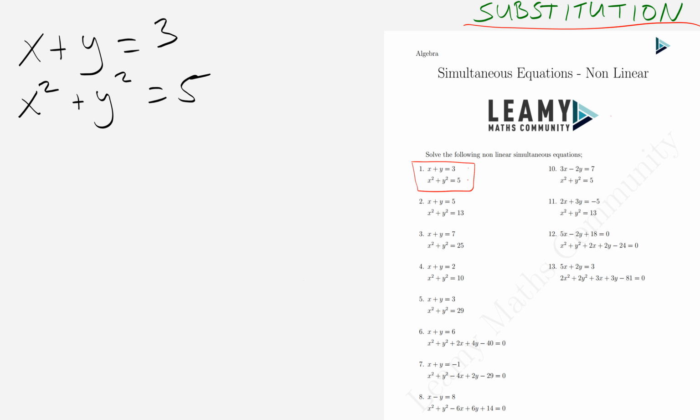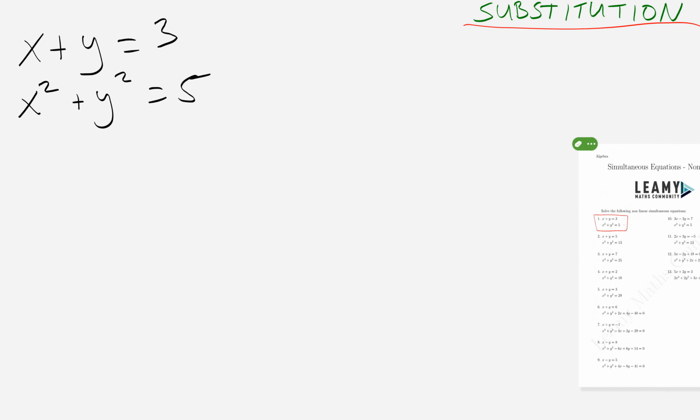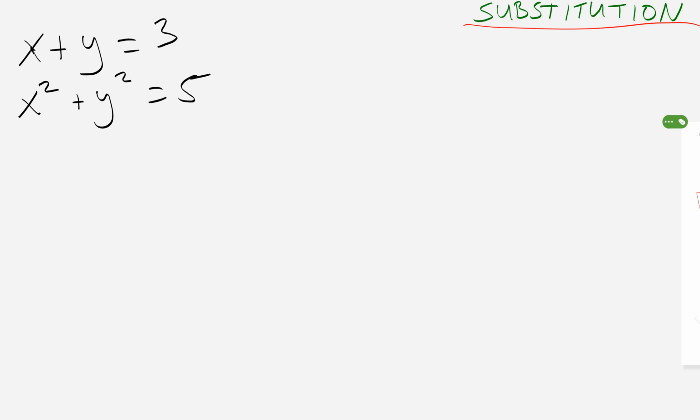How are we going to do this? We're going to take the first equation, which in this case is the linear equation, the one without any squares, and rearrange it a little bit to get either x on its own or y on its own, whichever is easier. In this particular case, I'm just going to isolate y. So I rearrange my linear equation and say y equals 3 minus x.